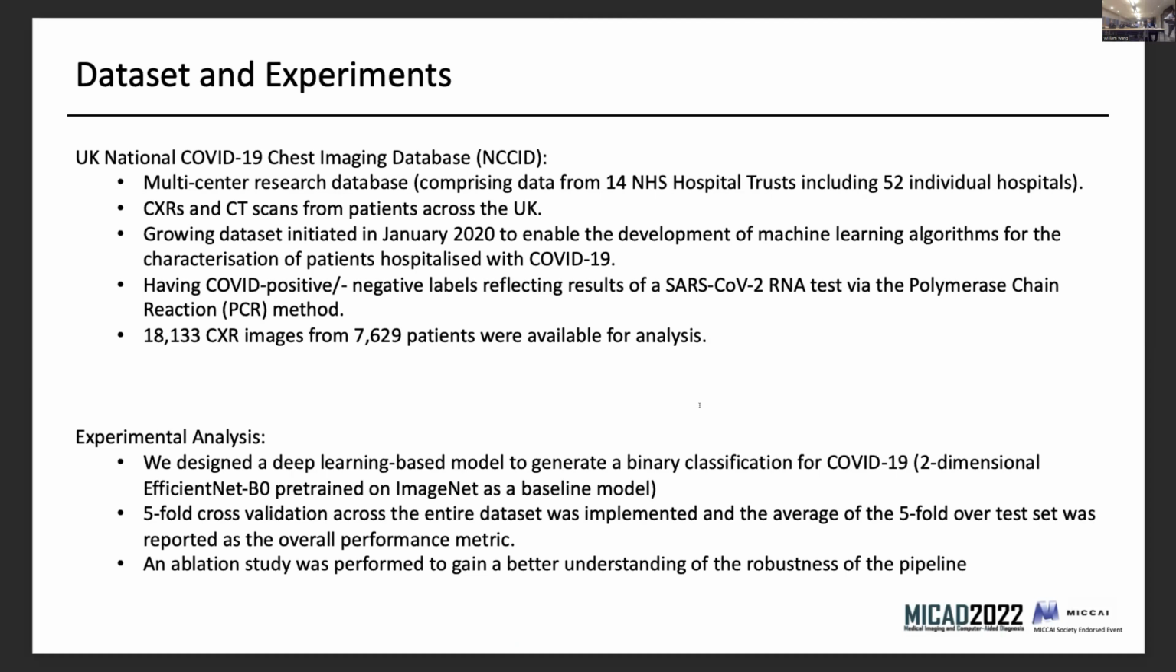In terms of experimental analysis, we designed a deep learning model based on EfficientNet to generate binary classification. All of our results, which I'm going to show on the next slide, are based on five-fold cross validation. We didn't have a hold-out set; we just averaged the metrics across the test folds. And we performed an ablation study using several steps of our pipeline to show whether we can improve our classification performance by using our pre-processing pipeline.